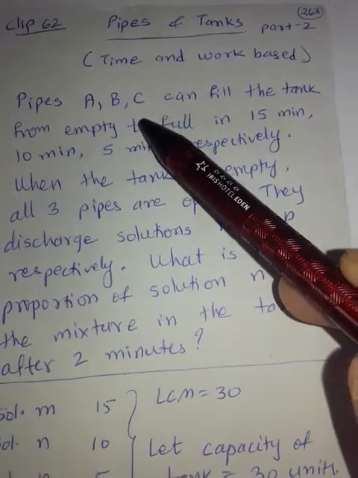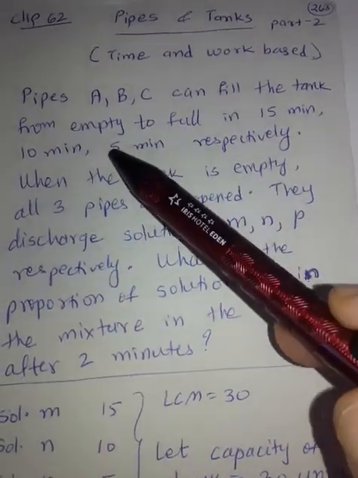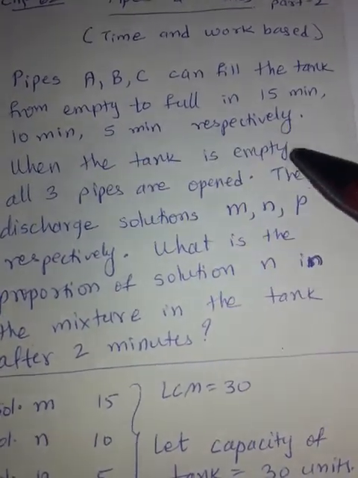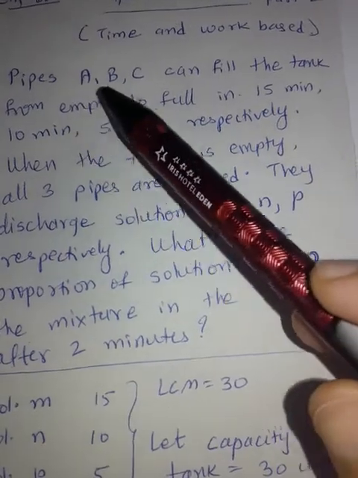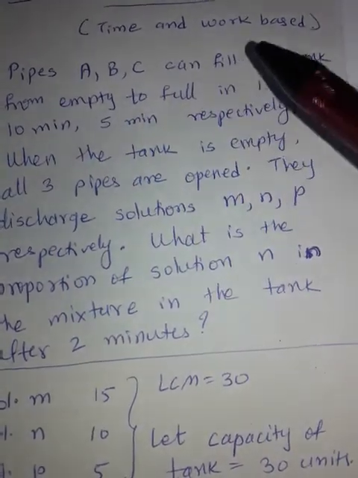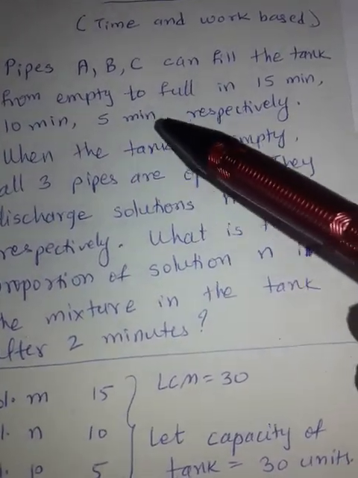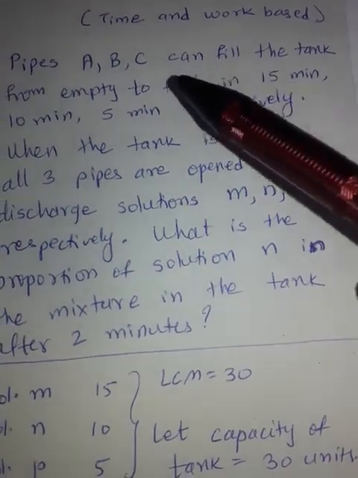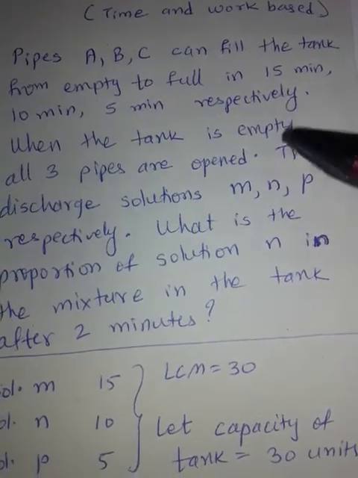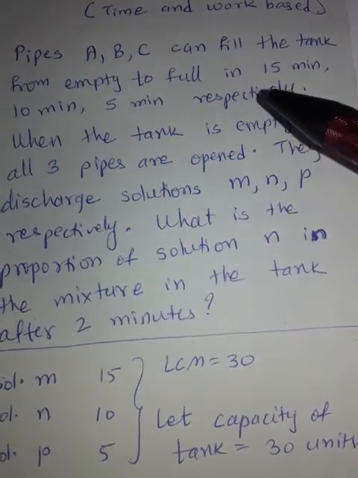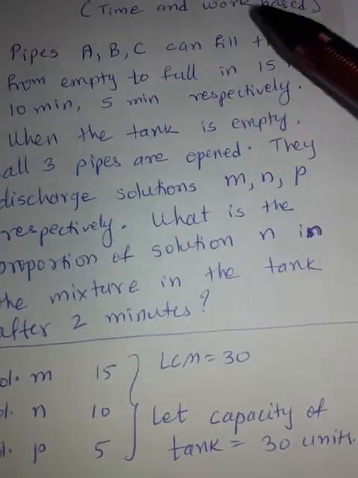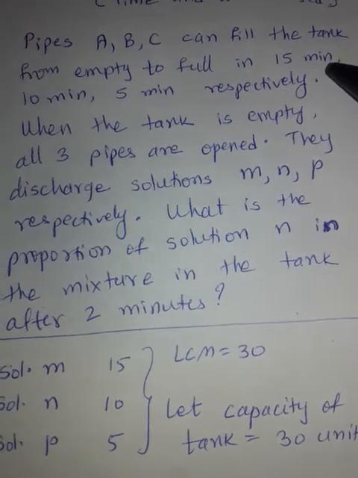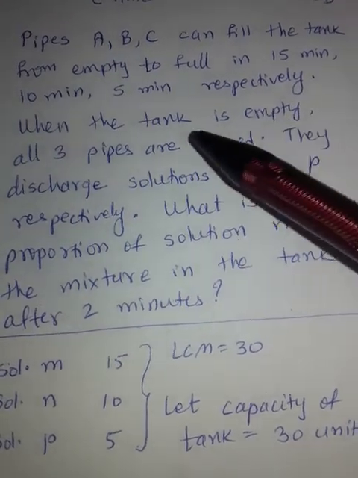Pipes A, B, C can fill the tank from empty to full in 15 minutes, 10 minutes and 5 minutes respectively. So here is a slight change of language. Pipes fill the tank from empty to full, but it has the same meaning. If I tell you pipe A fills the tank in 15 minutes, pipe B in 10 minutes, the same is the meaning of this line. They just keep on changing this language to confuse the students. So please don't get confused. Meaning is just the same.